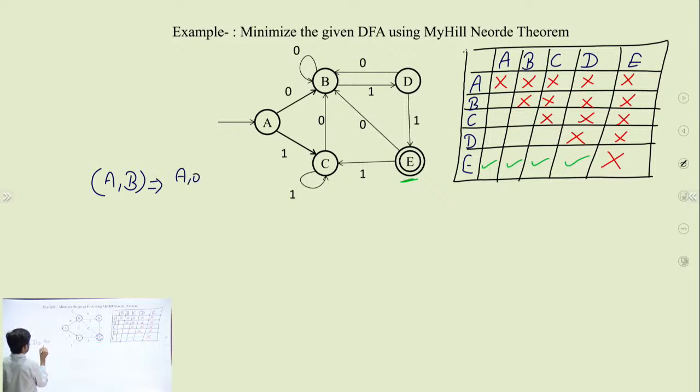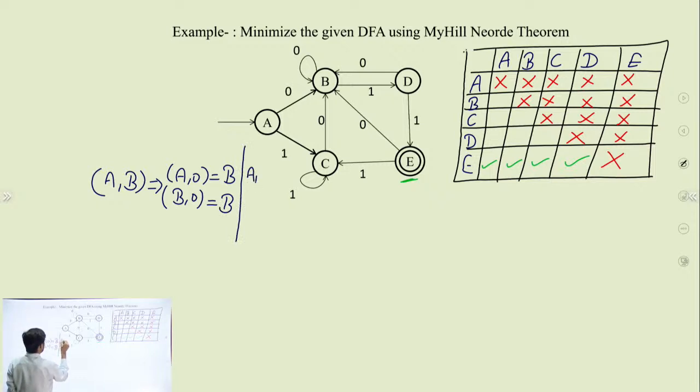A on 0, B on 0, where does it go? A on 0 goes to state B, and B on 0 goes to state B itself. Next, A on 1 goes to C, and B on 1 goes to D.